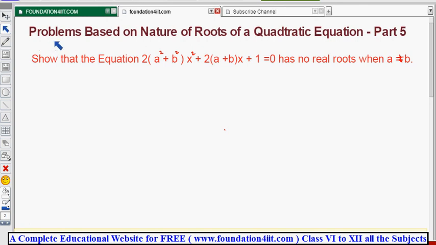Okay, so now when we observe the problems which are based on the nature of the roots, let us see this type of question. Show that the equation 2(a² + b²)x² + 2(a + b)x + 1 = 0 has no real roots when a is not equal to b.